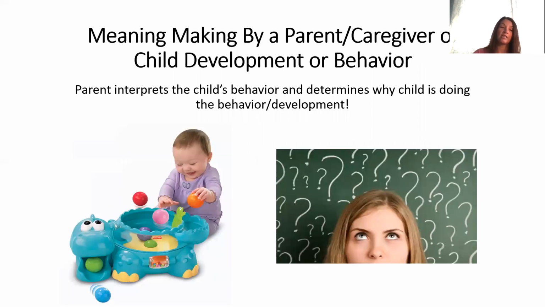The next strategy is meaning making by a parent or caregiver of child development or behavior. This means that the parent interprets the child's behavior and determines why the child is doing the behavior or the development. With this, the home visitor recognizes that the parent may have a different interpretation than what the home visitor has. It's also important to pause and allow time for parents to process what the meaning making is.